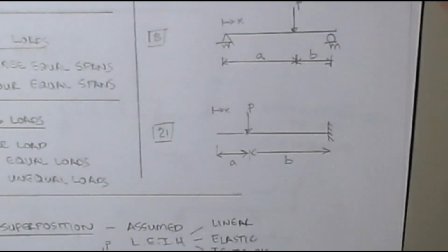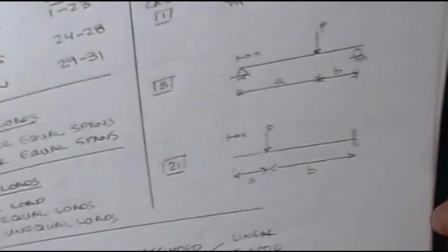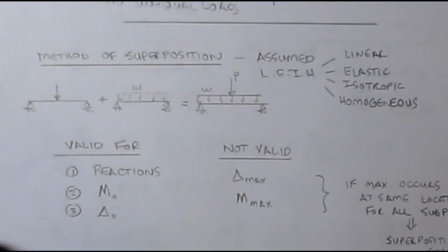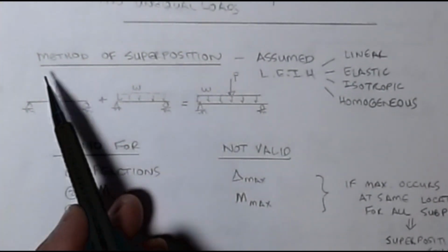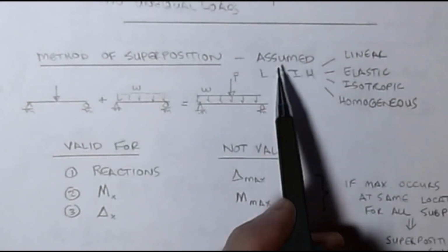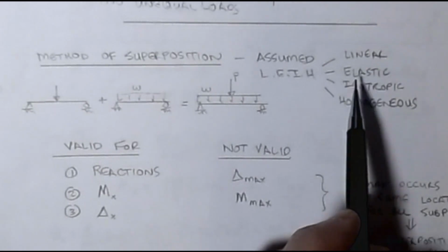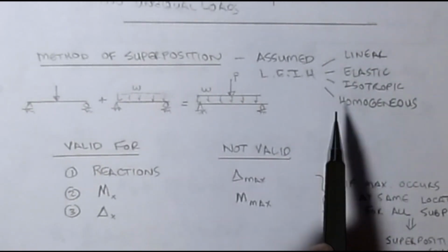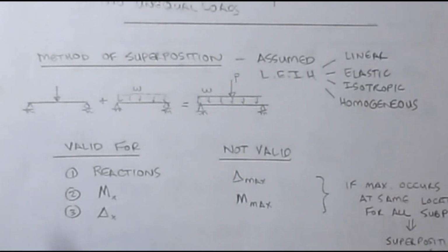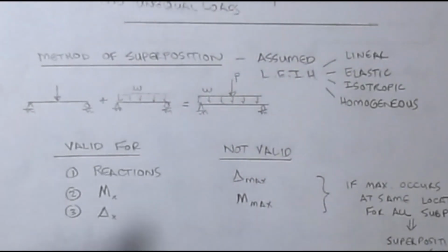Okay, now what do you do for more complex loadings? That brings us back, if you remember back in mechanics, we talked about something called the method of superposition. To do this, we're going to make some assumptions. It's the old LEIH assumption: that it's a linear system, it's an elastic system, it's isotropic and homogeneous, that we have a constant prismatic cross-section, and all of those become factors in this.